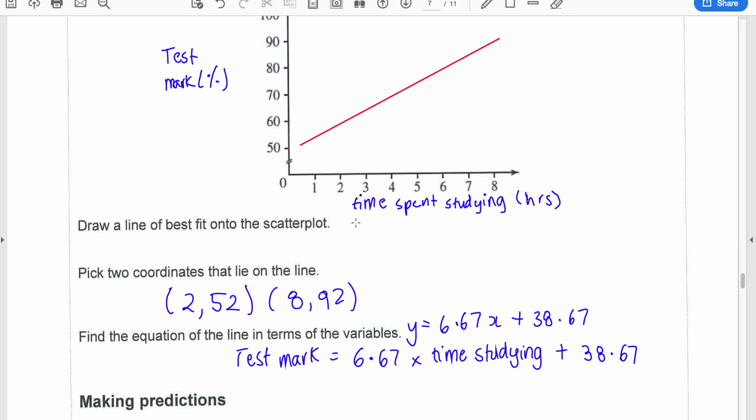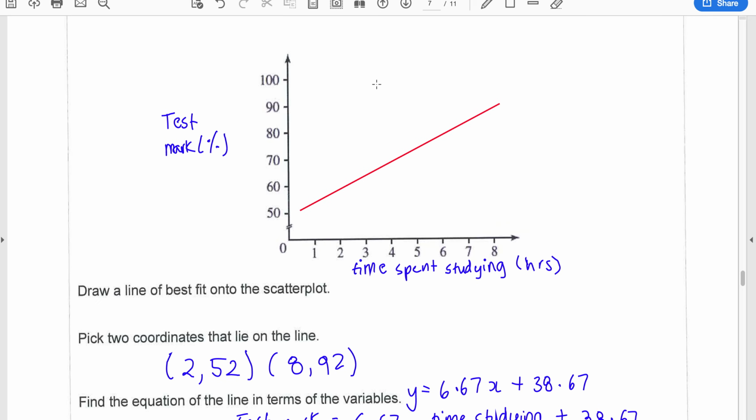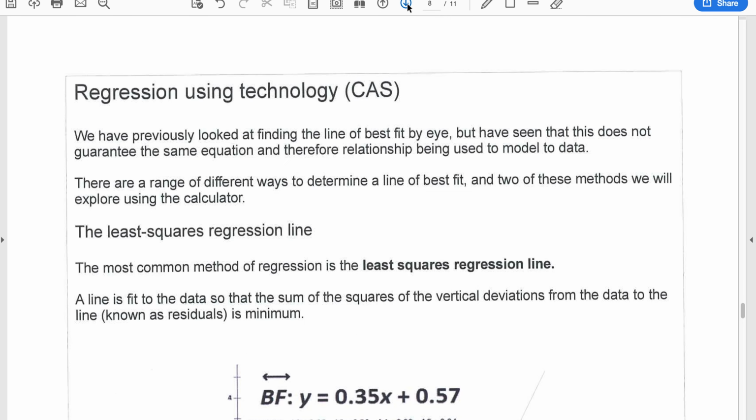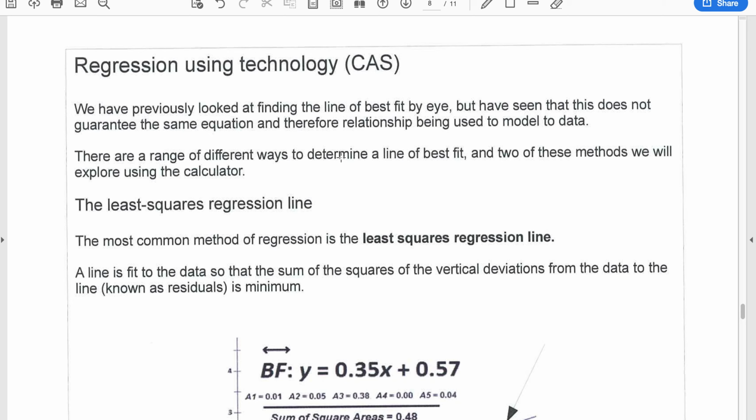Now that method that we used then was putting it on by eye, but I mentioned that there are other methods of regression. And the one I'm going to show you now is using technology. And this is the most common way of finding a regression line because, of course, it means we're not going to get different answers. Say if you were to fit a regression line and I fit one, we could possibly fit our lines in slightly different spots.